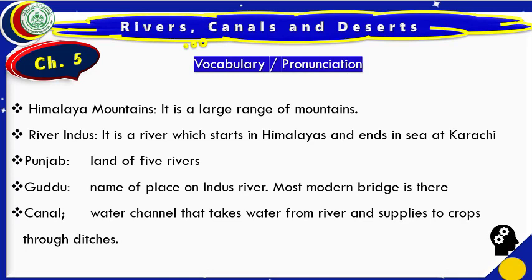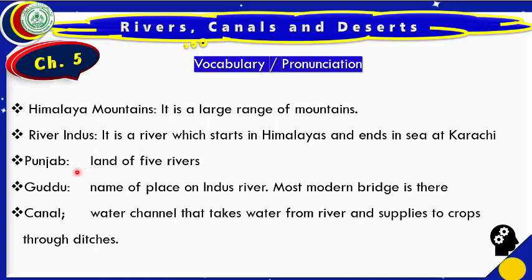Dear students, before starting the lesson, I want you to be familiar with some of the terms used in this lesson. For example, you will find Himalaya mountains, that is a range of mountains. Very high mountains are there in Pakistan. River Indus is the longest river in Pakistan. It starts from Himalayas and ends by falling in the sea in Karachi.